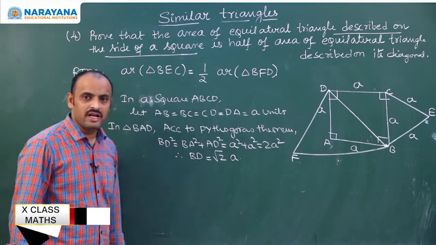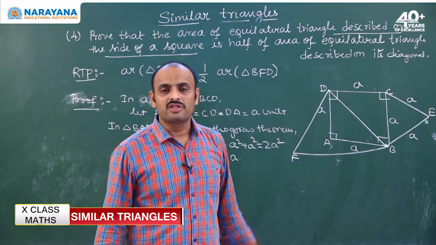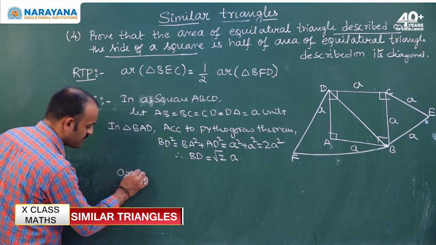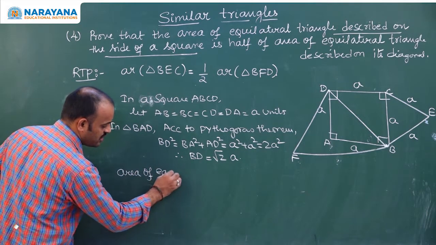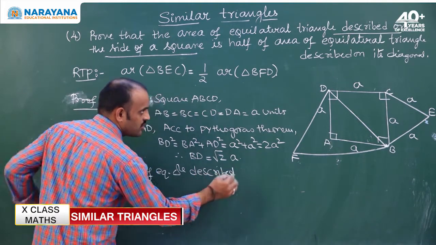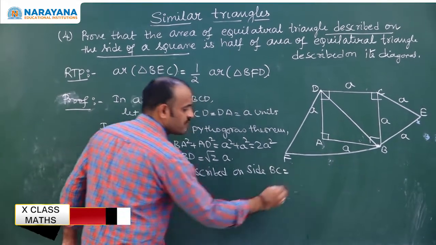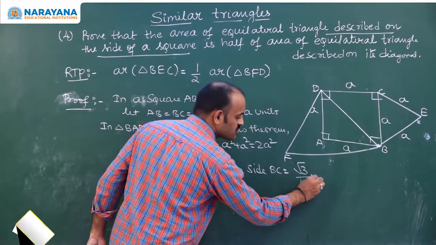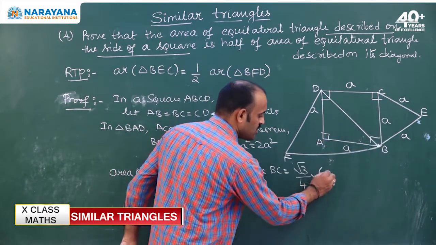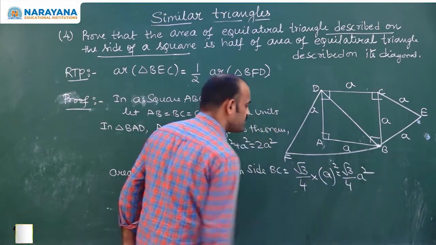Keeping all these in mind, what is the area of the equilateral triangle? Root 3 by 4 times side square. Area of equilateral triangle described on side BC is equal to, we have the formula, root 3 by 4 times side square. What is the side here? Length A. Therefore, root 3 by 4 A square.